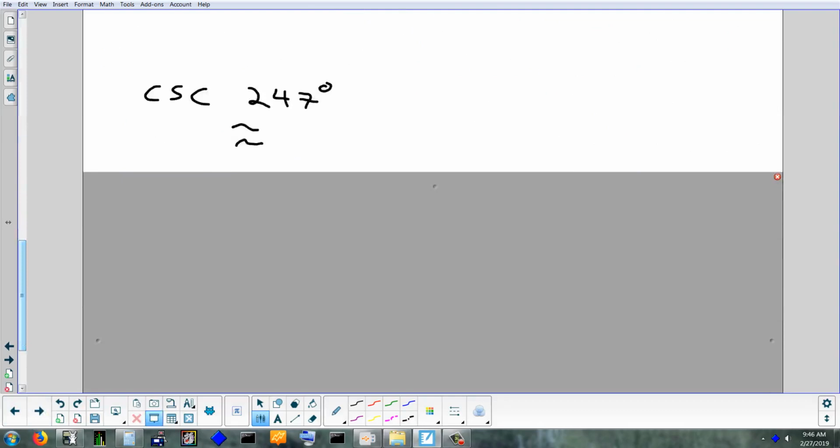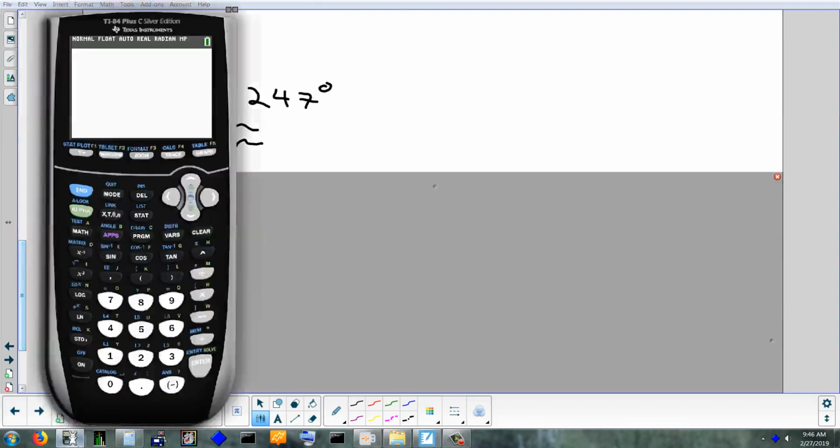Instead of finding the cosecant of 247, what do you think I'm going to type in? The sine. And what do I want to do with it? Because I don't just want the sine, I want to take the sine and flip it. So we want to type it in like that. That's the sine flipped. And that's the cosecant.